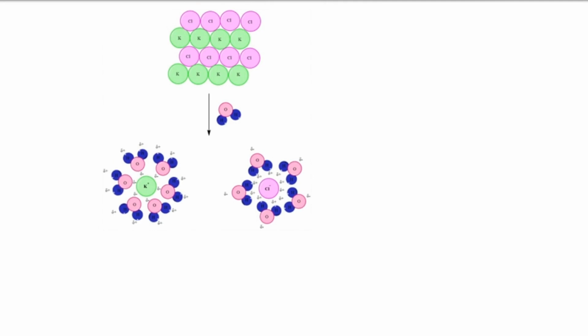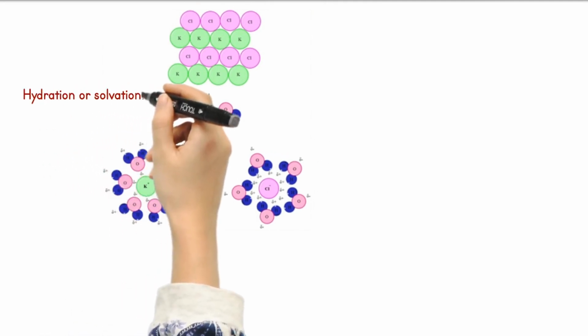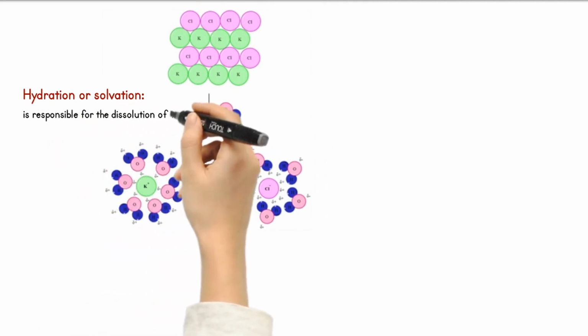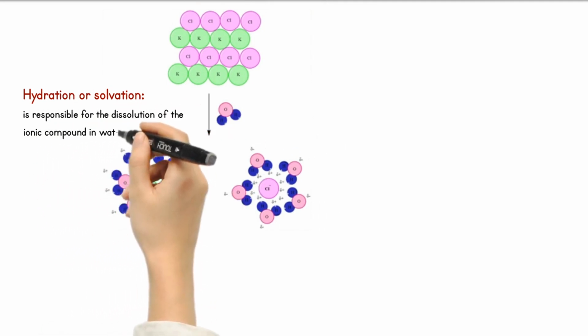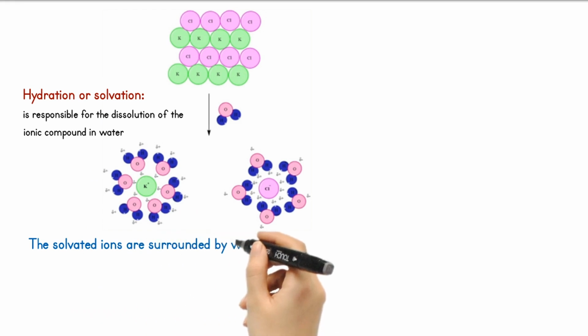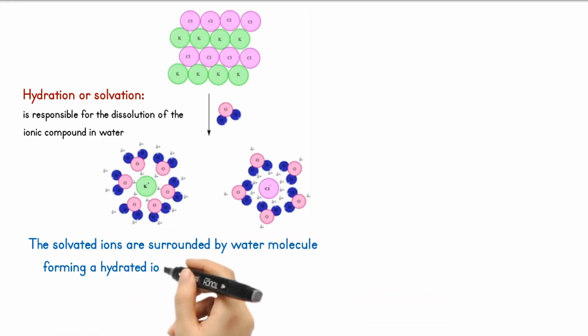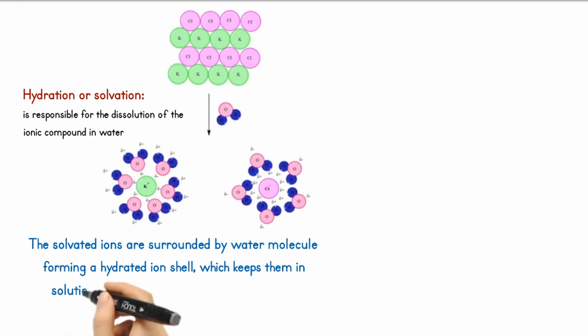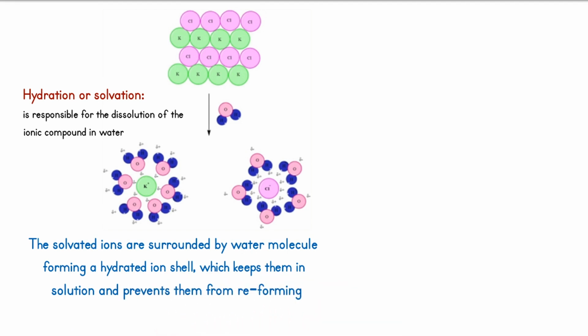a partial positive charge. This attraction between the ions and water molecules is known as hydration or solvation, and it is responsible for the dissolution of the ionic compound in water. The solvated ions are surrounded by water molecules, forming a hydrated ion shell, which keeps them in solution and prevents them from reforming into the solid crystal.